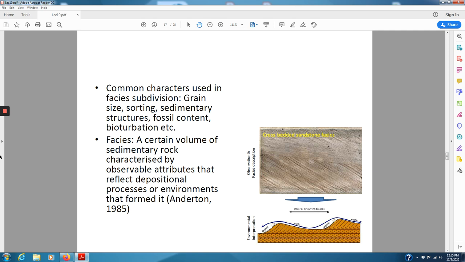Just to show you an example of another facies here, I'm calling this the cross-bedded sandstone facies. And I can summarize the character. It is made up of medium grain sandstones, and it displays cross-bedding. So that's my facies, right?